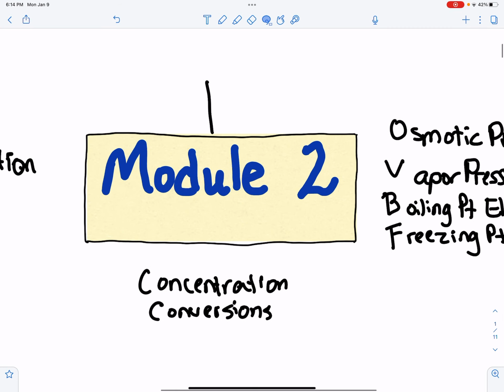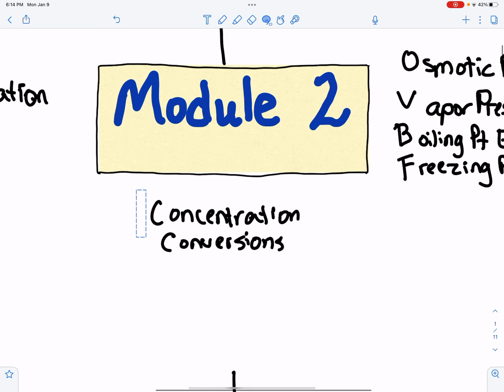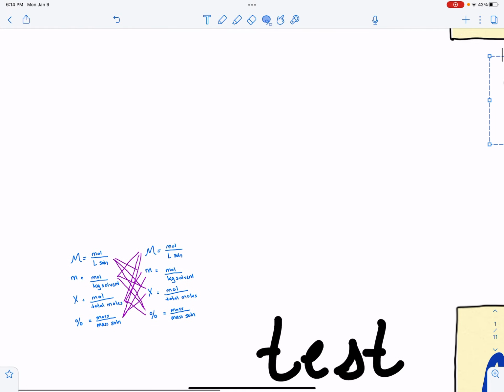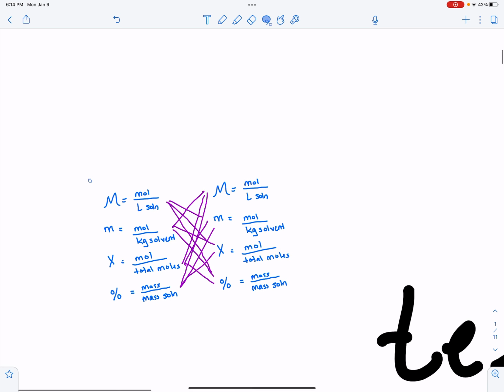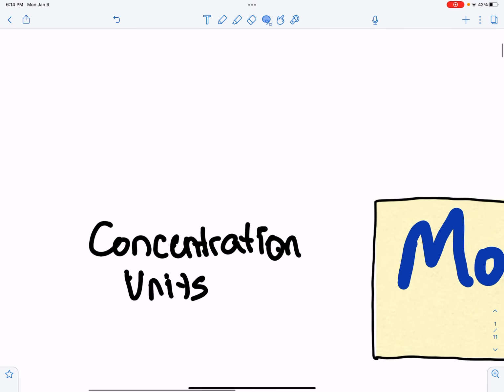All right, last part of the week, the third lesson is going to be on concentration conversions. So you're basically going to take all of the concentration units that you already looked at, these ones right here, and the purple lines show you're going to turn this one into this one, and this one. And then you're going to take this one and convert it into this one and this one. You know what I'm saying? You're just changing them all up. So that's how the week is going to end.